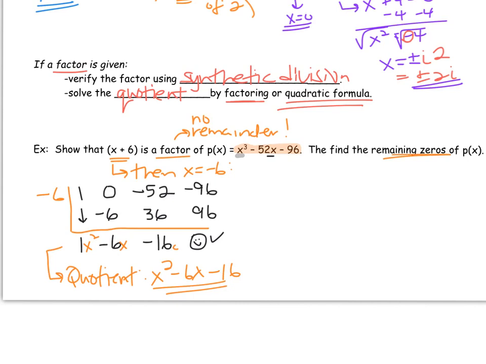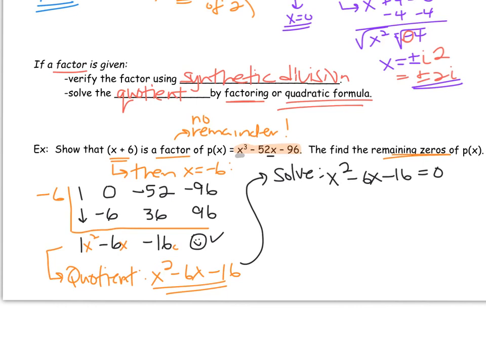Now it says find the remaining zeros of p of x. What that means is we now need to solve that quotient. So move that up over here. So if we solve this quotient, we're going to set it equal to 0. X squared minus 6x minus 16 equals 0. Our goal will be to either factor or apply quadratic formula if needed.